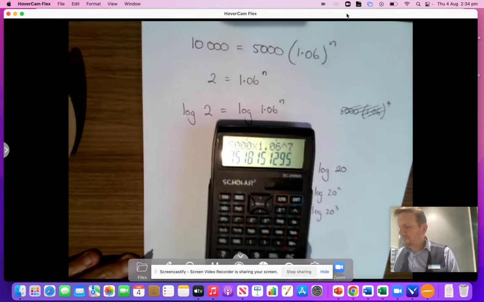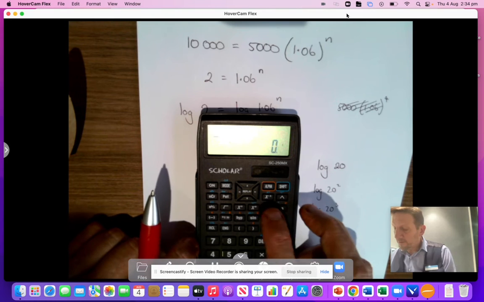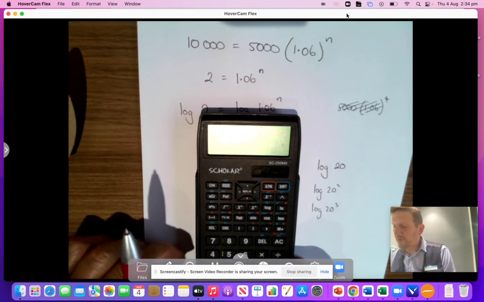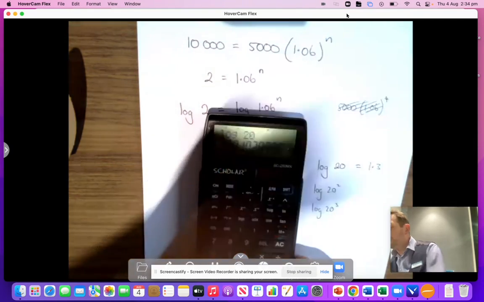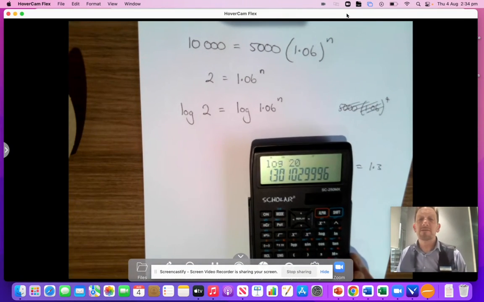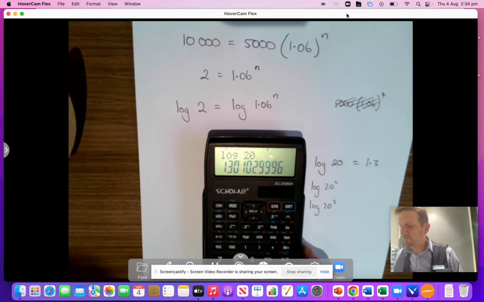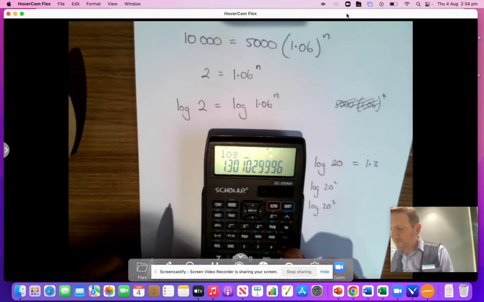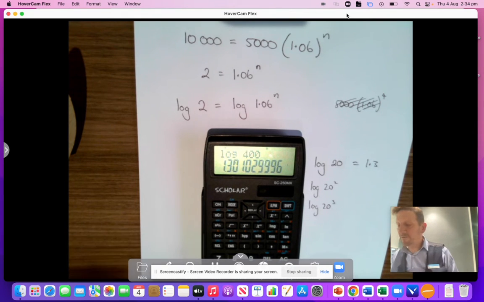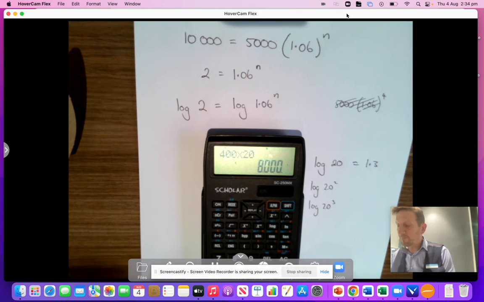Okay, so let's do the log of 20. What is the log of 20? The log of 20 equals 1.3. We'll keep it fairly simple and just do it to one decimal place. So I'm saying the log of 20 squared would be 2.6. What's 20 squared? 400. The log of 400, I'm going to say 2.6. There it is, 2.6.